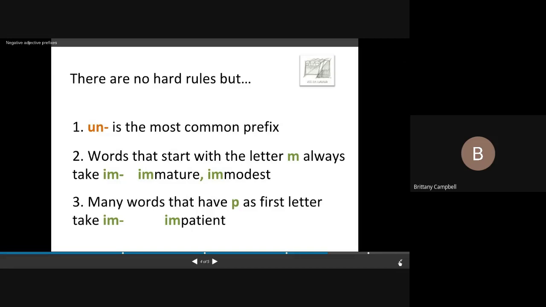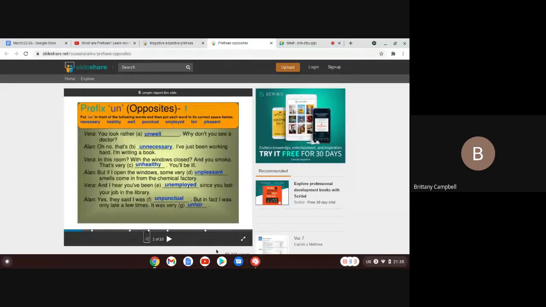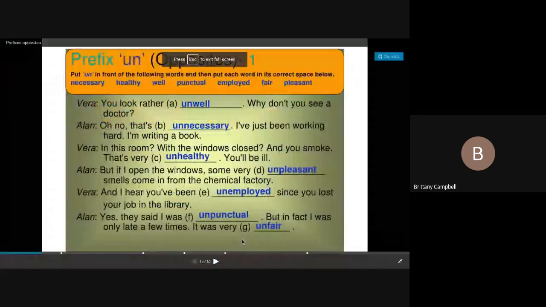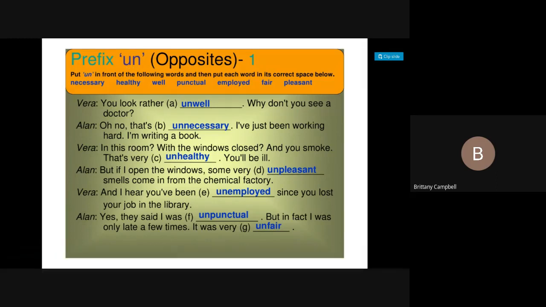Let us look at some of these in context. All right, so look at this. Here we're having a dialogue between Vera and Alan. Yes? So look at this dialogue and ensure that you're paying attention to the opposites, where you're looking at the prefix un. Now, as was stated early on, that un, dis, im, and in, they're all negative, and you will see why. Look at this.